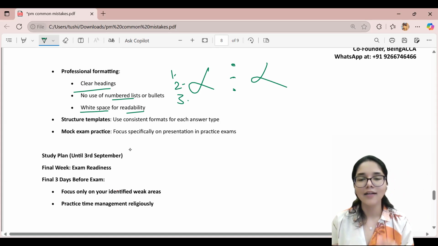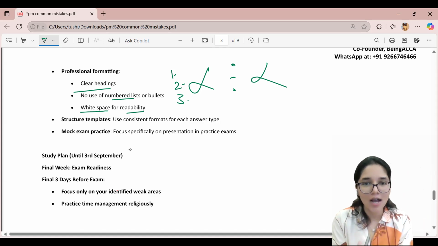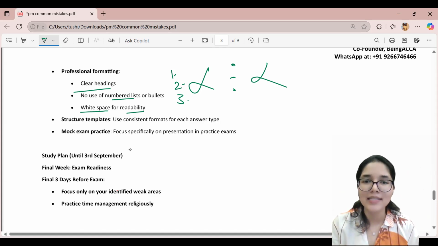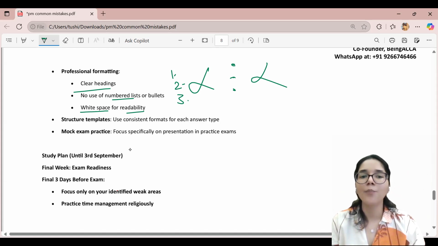Do not write a very clumsy answer where everything is congested. You are not charged for using more space in the exam. You do not have to pay extra for that. So ensure that you are leaving proper spaces so that it looks like a professional has created this particular answer.